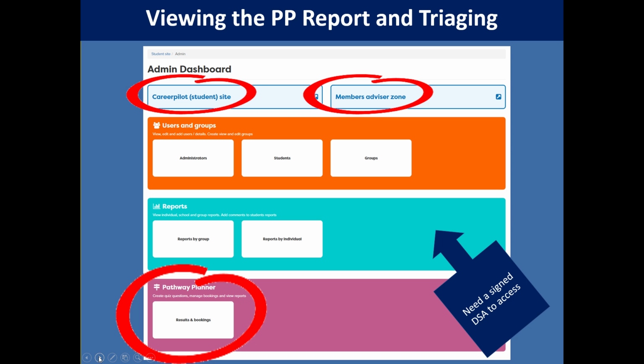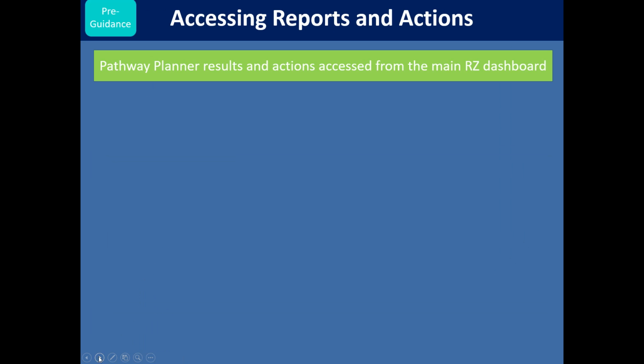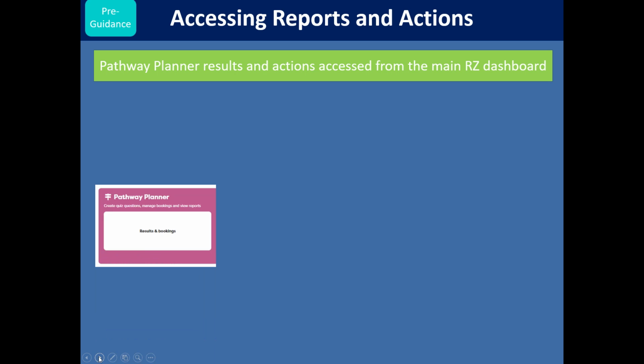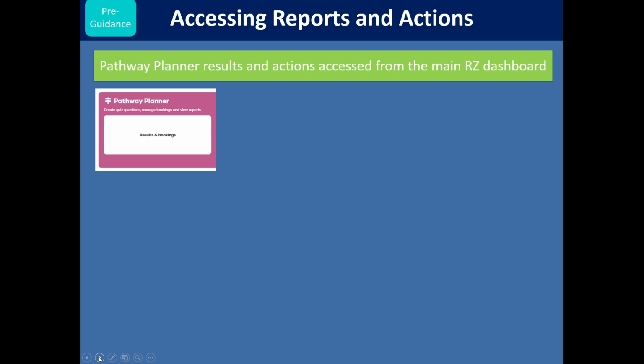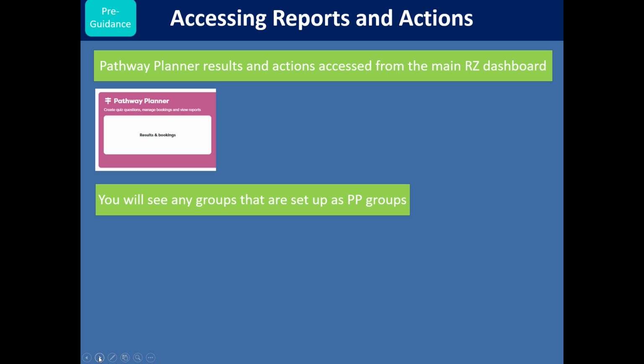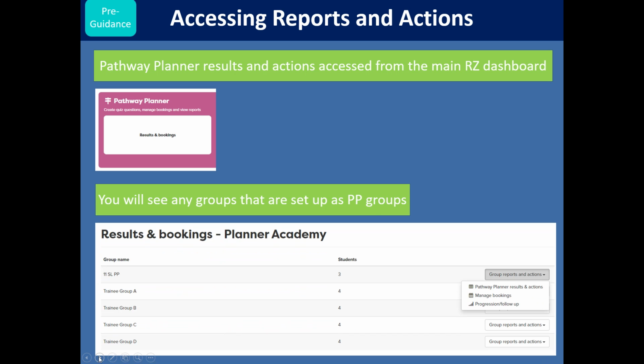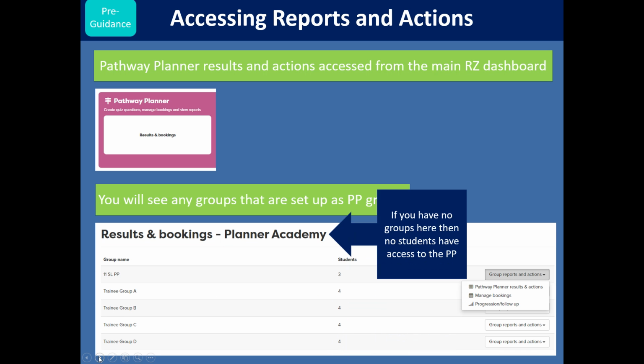If you haven't got access to the reporting zone, then you need to complete a data sharing agreement, and you can request that through the advisor zone. So you go into the main dashboard, you pick the results and bookings, and then you'll see any groups that have been set up as pathway planner. If there are no groups in there, that means nobody has got access to the pathway planner. But what you can see here, I've got 5 groups. I've got a whole year group, and then some subgroups that I've set up in my area.